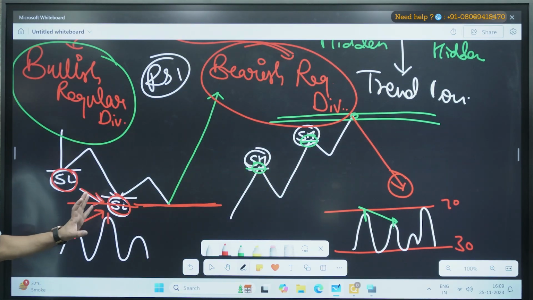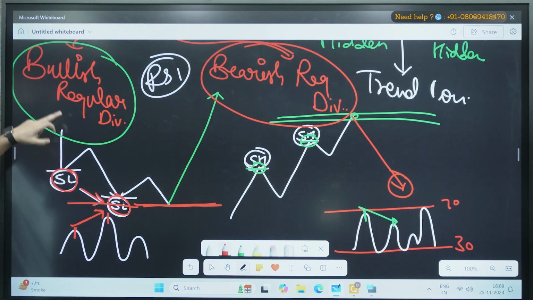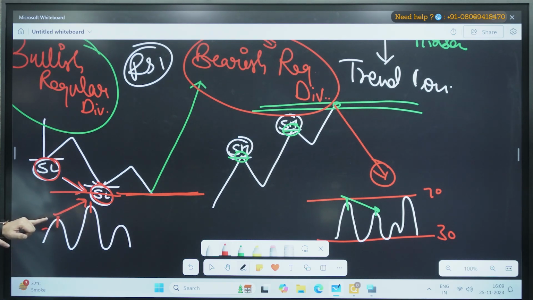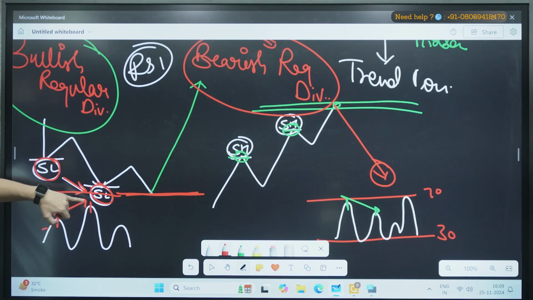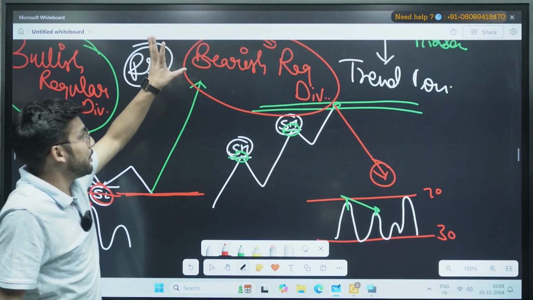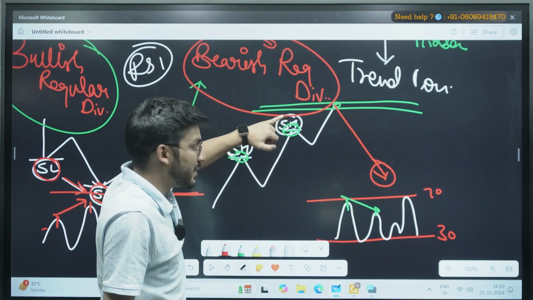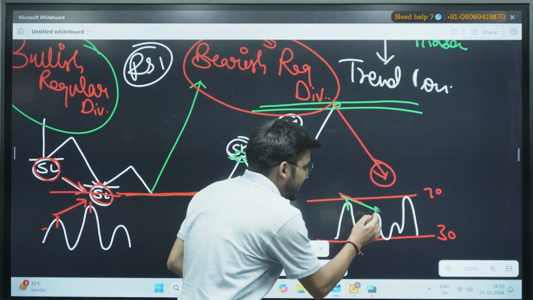So I hope the concept is clear. You can see in the bullish regular divergence, your price is moving in the downward direction, while at the same time the RSI is moving in the upward direction. In the bearish regular divergence, we noticed the price was moving in the upward direction, but at the same time your RSI was moving in the downward direction.